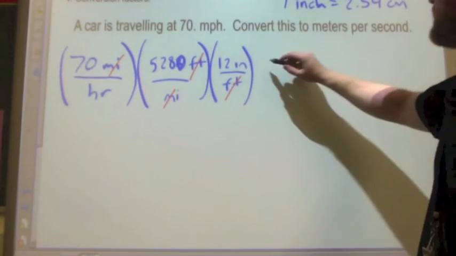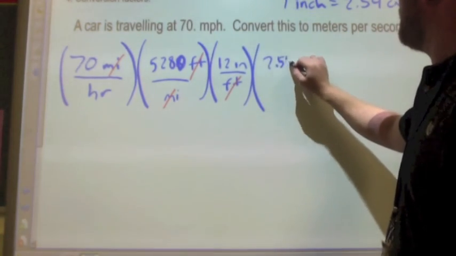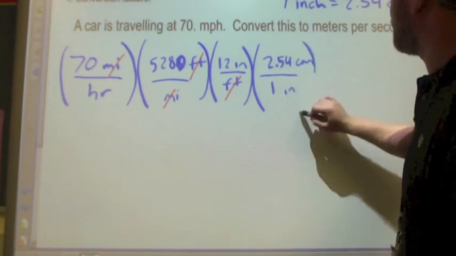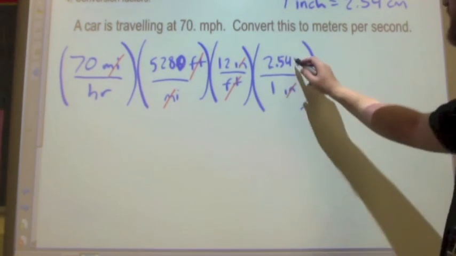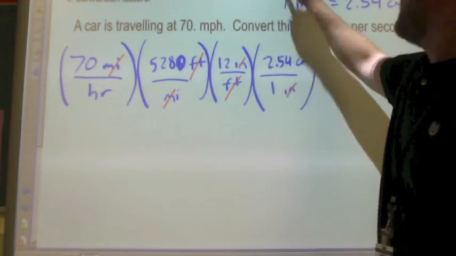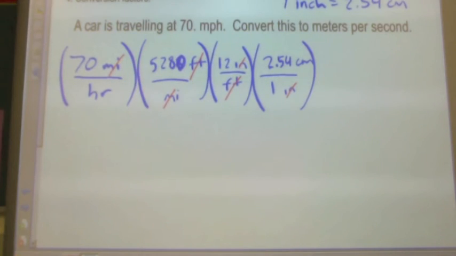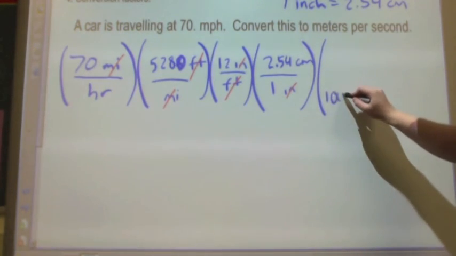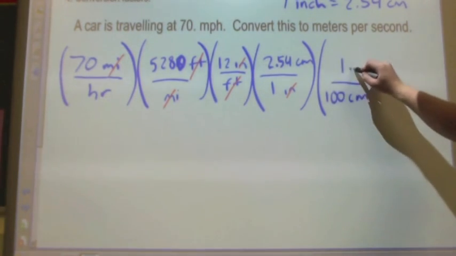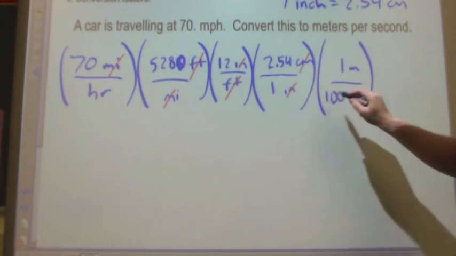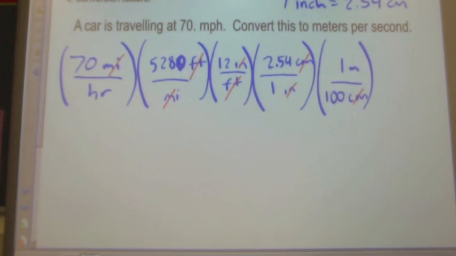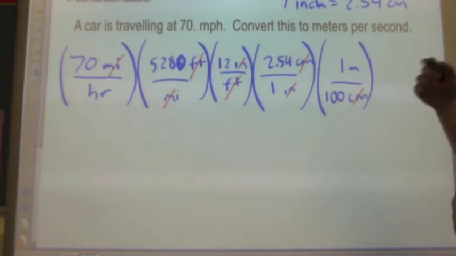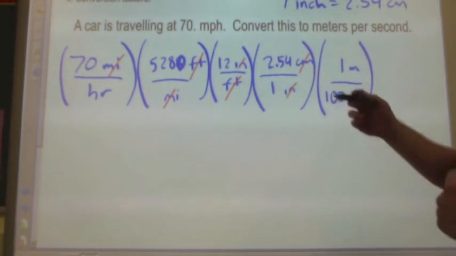We're now in inches. Let's get to centimeters. 2.54 centimeters divided by 1 inch. Cancel, cancel. Does this make sense? Yes. And what are we looking for? Meters. So I need my centimeters down here, so it's going to be 100 centimeters, and that's equal to 1 meter. Cancel, cancel. So really we just did the distance first, and we're looking for meters on top, which we're left with. Now, let's convert hours into seconds.